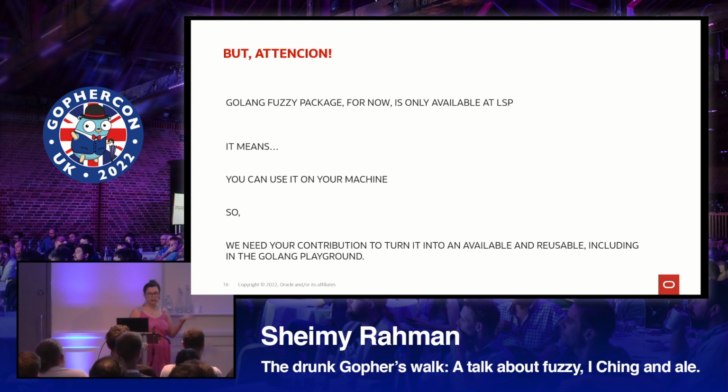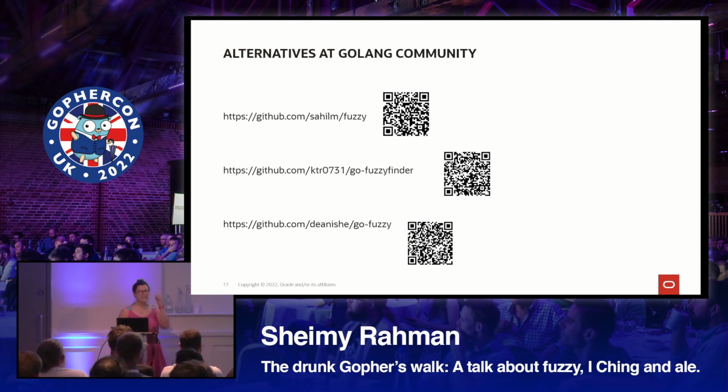But attention, like I said before, the Golang fuzzy package for now is only available on the LSP. It means you can use it on your machine. If you try to use it in the Golang playground at this time, you'll get an error, like this is not in the Go path, or the Go root, sorry, because like I said, this is not in the root at this point. But it's a good thing.